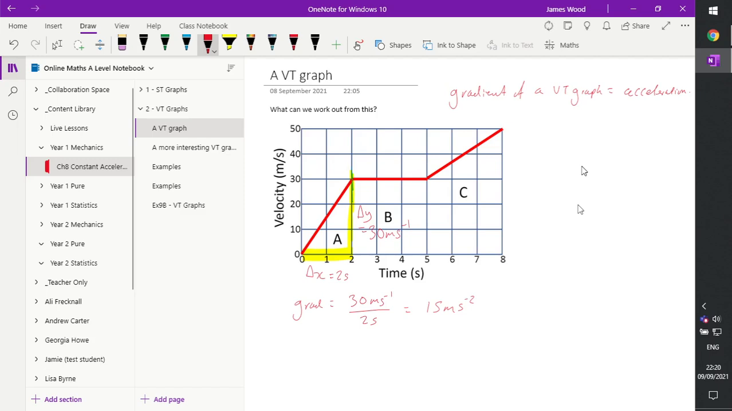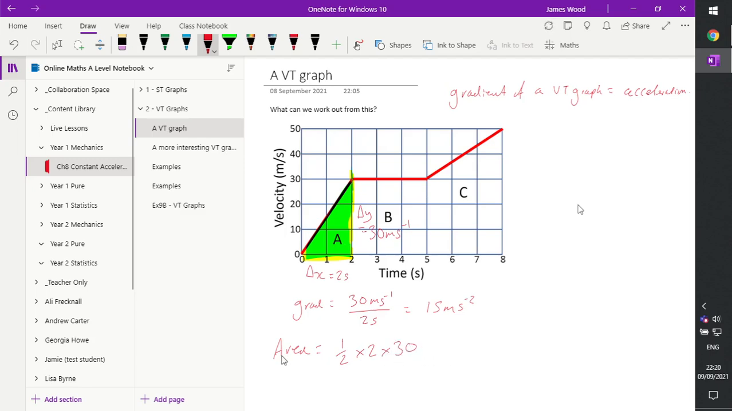Another property we can look at on these graphs is the area. So I'm going to look at that same area. I'm going to look at section A, this triangle here, which I'm now going to highlight in green. I'm going to find out what this area is that I've shaded in. To find an area, well, it's a triangle, so I can do half base times height. So that's half times 2 times 30.